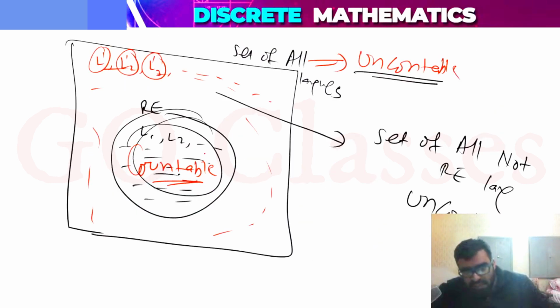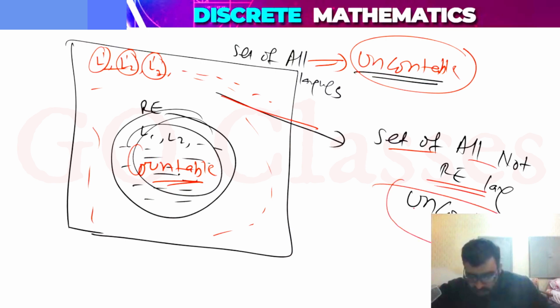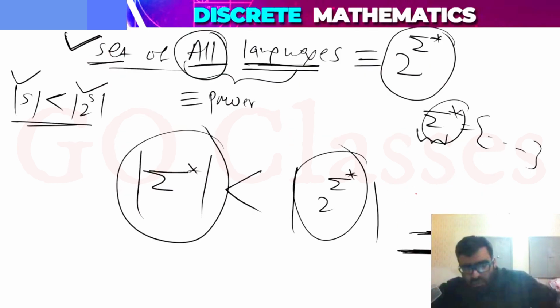So hence you can say this is countable and this set of all languages is uncountable. That means this set of all not RE languages is uncountable. So remember this: the set of all not RE languages is uncountable. So these are the results that we have in TOC. All the results related to countability from TOC, all the results that we have seen with proof, every result we have proven. So many examples we have done.